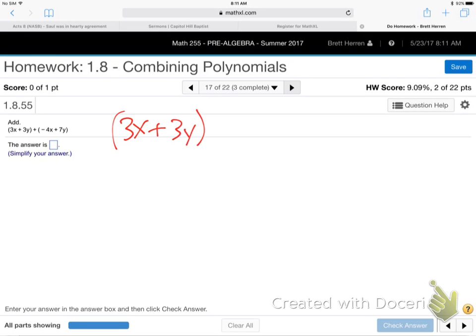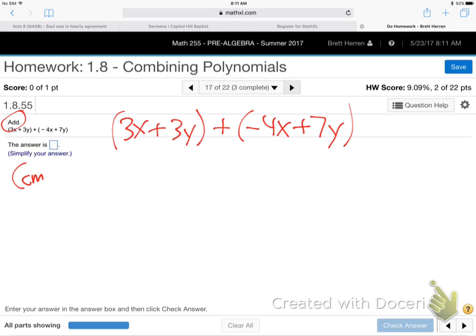3x plus 3y plus minus 4x plus 7y. And all they're saying is add. In other words, I'm not plugging any numbers in here. Notice they're not giving me a value to plug in for x or y or anything like that. We've stopped doing that. Now what we want to do is just combine the like terms together.